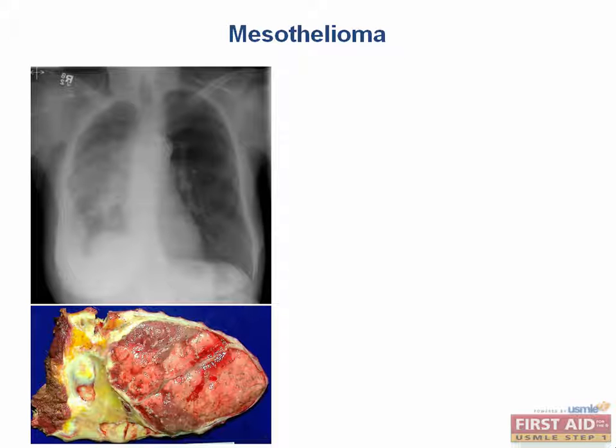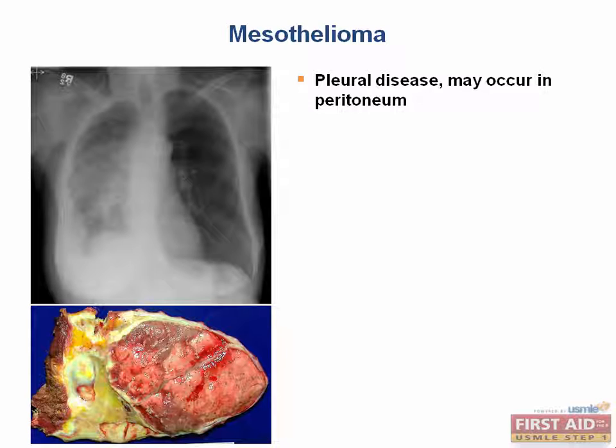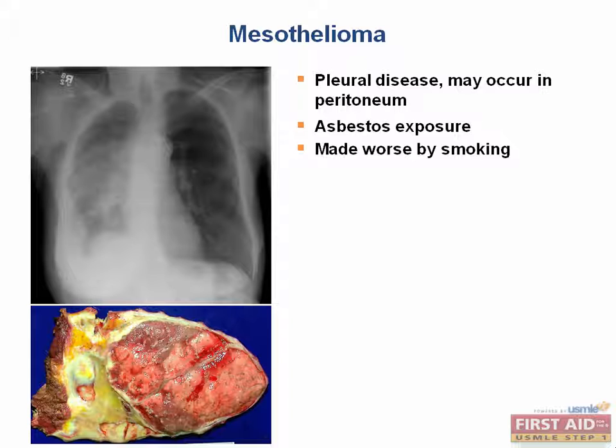Next up is mesothelioma, which is a disease of the pleura, although it's also been diagnosed as a disease of the peritoneum. Do you recall the related exposure for mesothelioma? Asbestos. Of course, the risk is multiplied with cigarette smoking. It's characterized by pleural plaques, thickening, and effusions, and has a very high mortality rate.